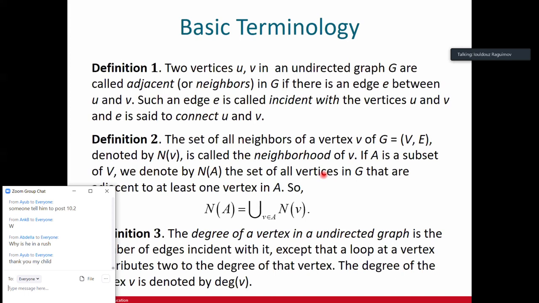So, the second definition: the set of all neighbors of vertex V of the graph G is denoted as N(V). And this set N(V) is called the neighborhood of V. If A is a subset of V, then we use the notation N(A) for the set of all vertices in G that are adjacent to at least one vertex in A.